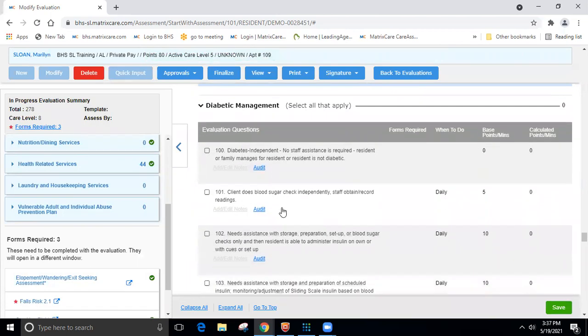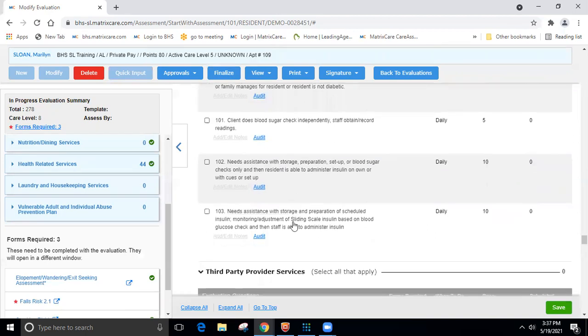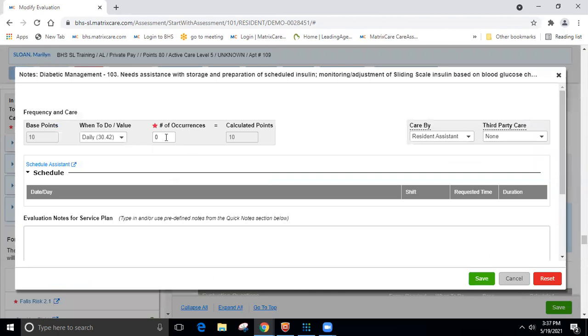Lastly, under the medications is the diabetics. And again, maybe we're just recording for 5 points. So we'd put how many times a day. Maybe we do the blood sugar, but they self-administer their insulin. We're just kind of keeping an eye on it. Or maybe we're doing everything.